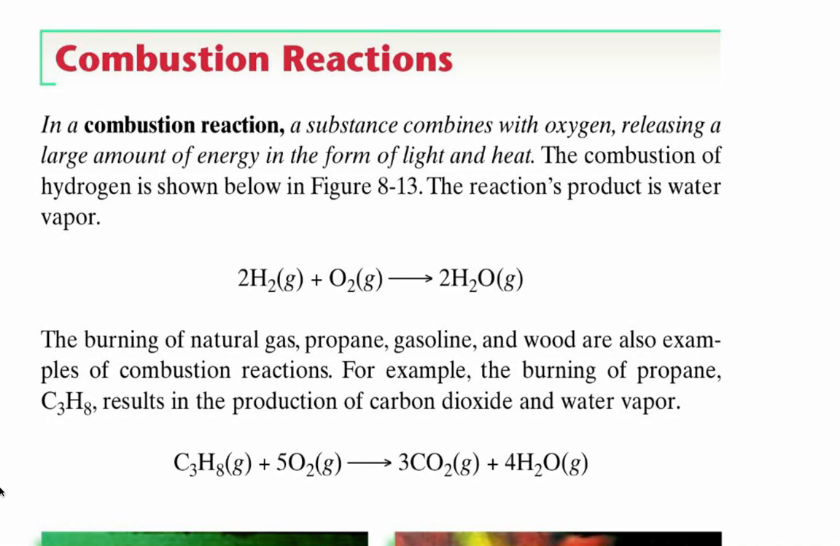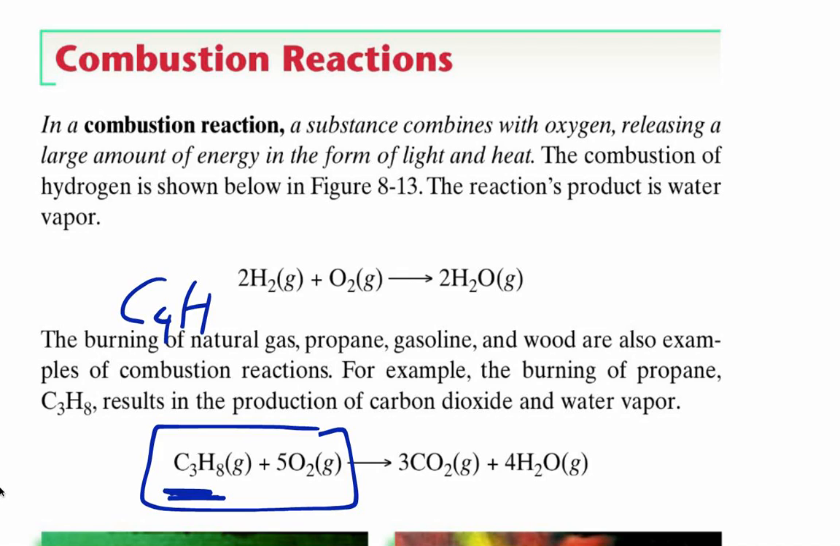Our last type of chemical reaction that we're going to look at is combustion reactions. Combustion reactions are pretty easy to identify. Our most common type of combustion reaction is this: if we have a carbon compound, any type of carbon compound, in this case propane, but it could be butane, C4H10, or it could even be a sugar, C6H12O6.